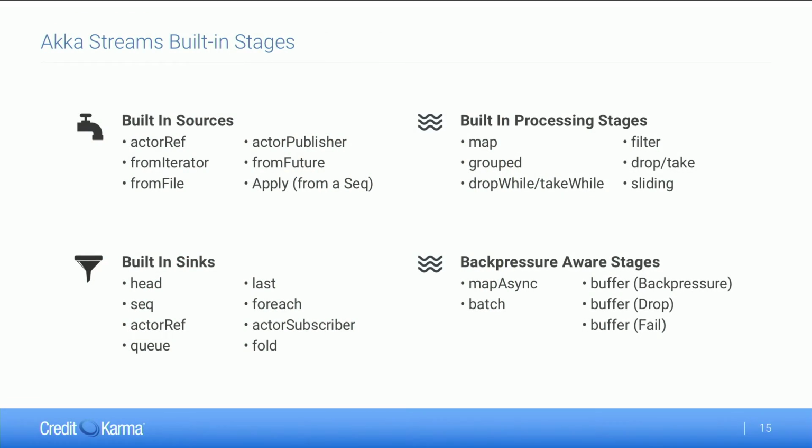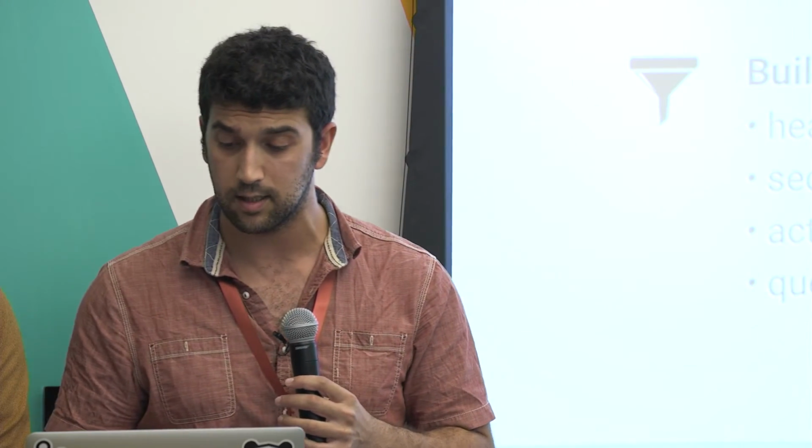There's also these back pressure aware stages. This is where you know you're going to have something fast talking to something slower, and you want to handle that back pressure explicitly. So something like a buffer stage, for example. You can drop the messages, you can fail the whole stream, or you can begin to back pressure the rest of it. But it forces you to kind of think about, how do I want to handle this? What makes sense for my use case?